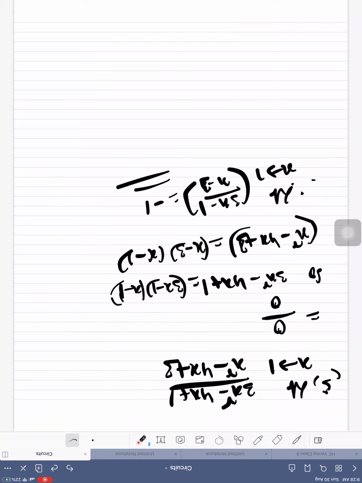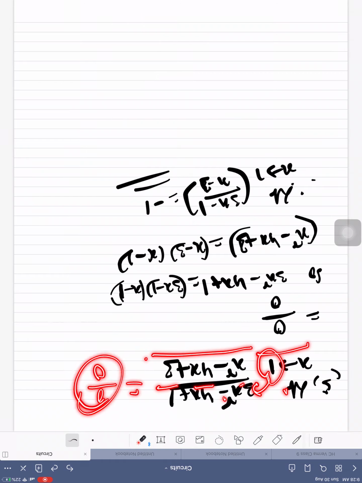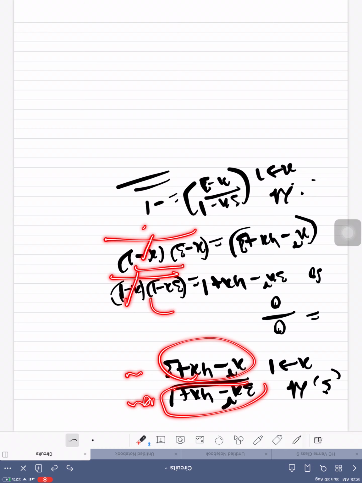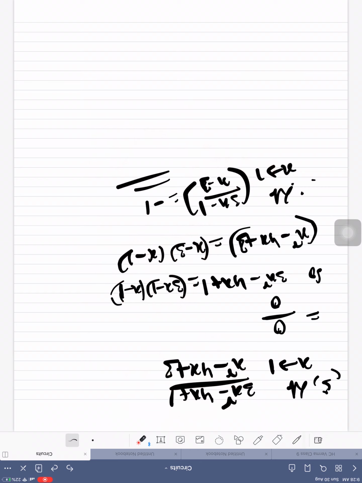Now limit x tends to 1 of 3x square minus 4x plus 1 by x square minus 4x plus 3. If you substitute 1 instead of x, then you will get 0 by 0, so not allowed. So factorize the numerator and the denominator, and the common factors will cancel. Now if you substitute 1, then 2 by minus 2, which is minus 1.